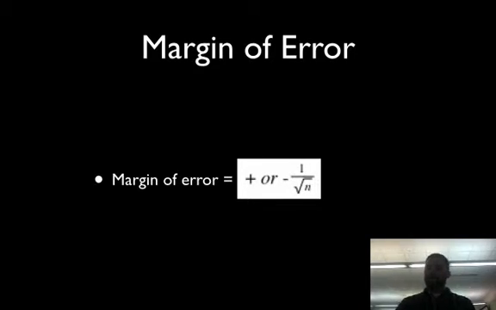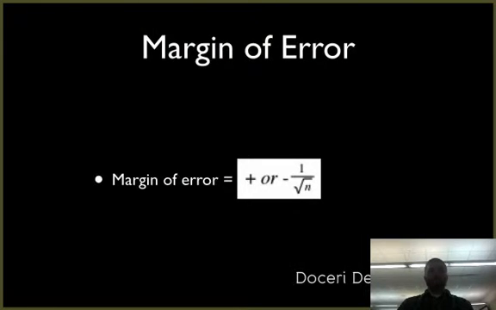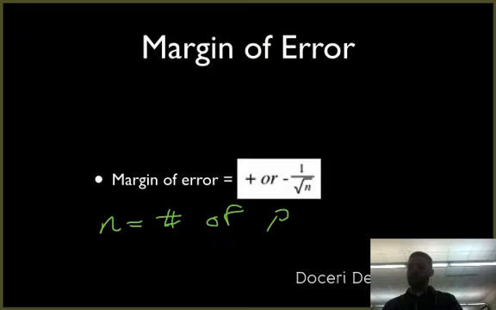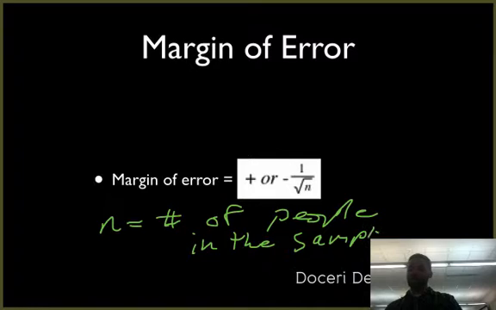This is the formula for margin of error. Margin of error is equal to plus or minus 1 over the square root of n, okay? And n is equal to the number of people in the sample. Sorry, that's bad handwriting. Number of people in the sample. So if you sampled 500 people, your n is 500. If you sampled 50 people, your n is 50. And so this gives us a quick way to figure out, if we take this sample, how representative of the entire population it is. The margin of error can tell us that.